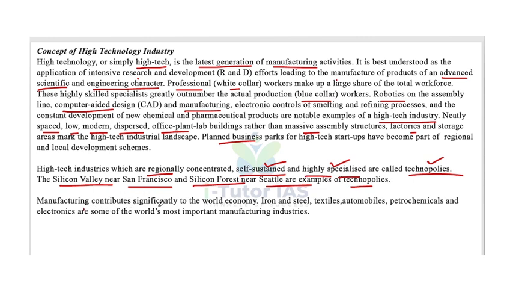Manufacturing contributes significantly to the world economy. Iron and steel, then textiles, automobiles, petrochemicals and electronics are some of the world's most important manufacturing industries. Okay, so in this chapter we are discussing the secondary sector, manufacturing. Okay, so that's all about the chapter.